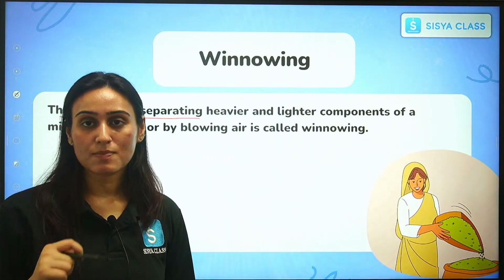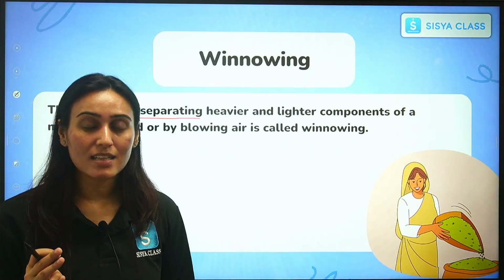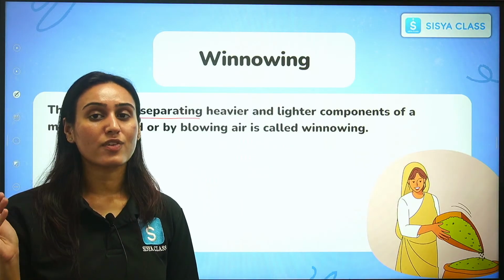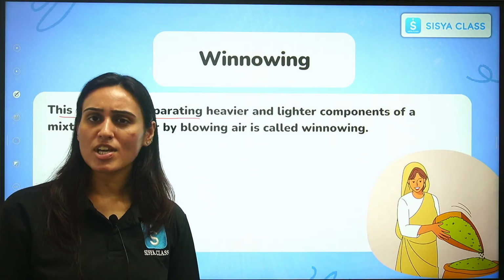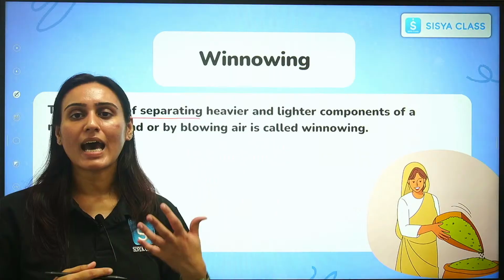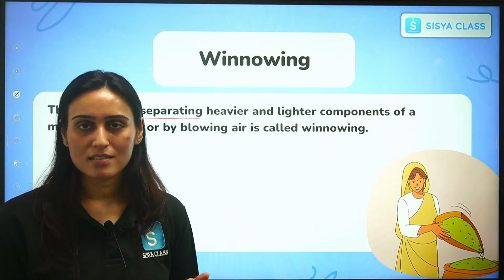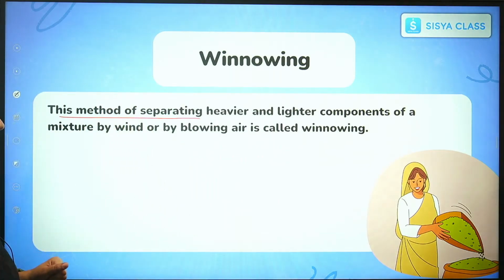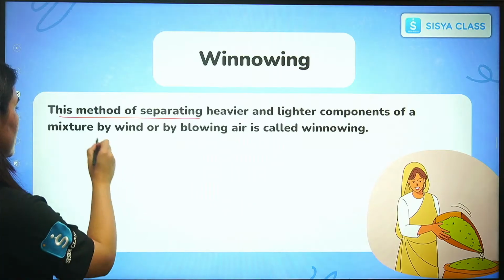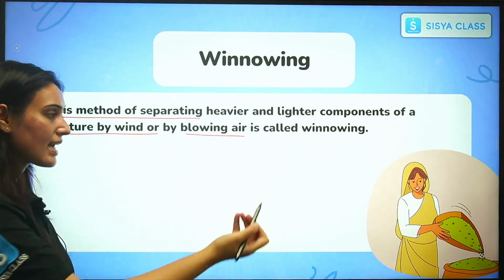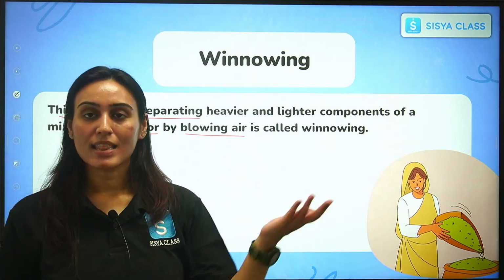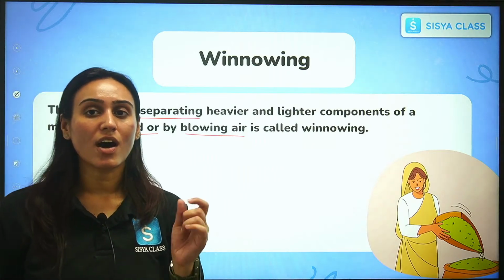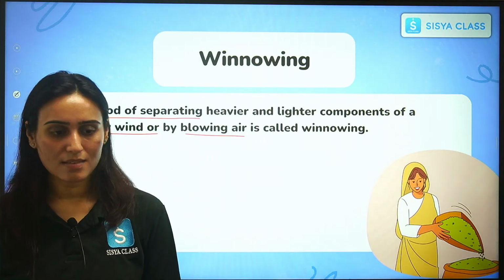There the principle used was difference in color, difference in size or shape of the particles which we are trying to separate out. Okay, so this method of separating heavier and lighter components of a mixture by wind or by blowing air is what we call winnowing. That is how you can separate out your grains from the husk, right everyone?